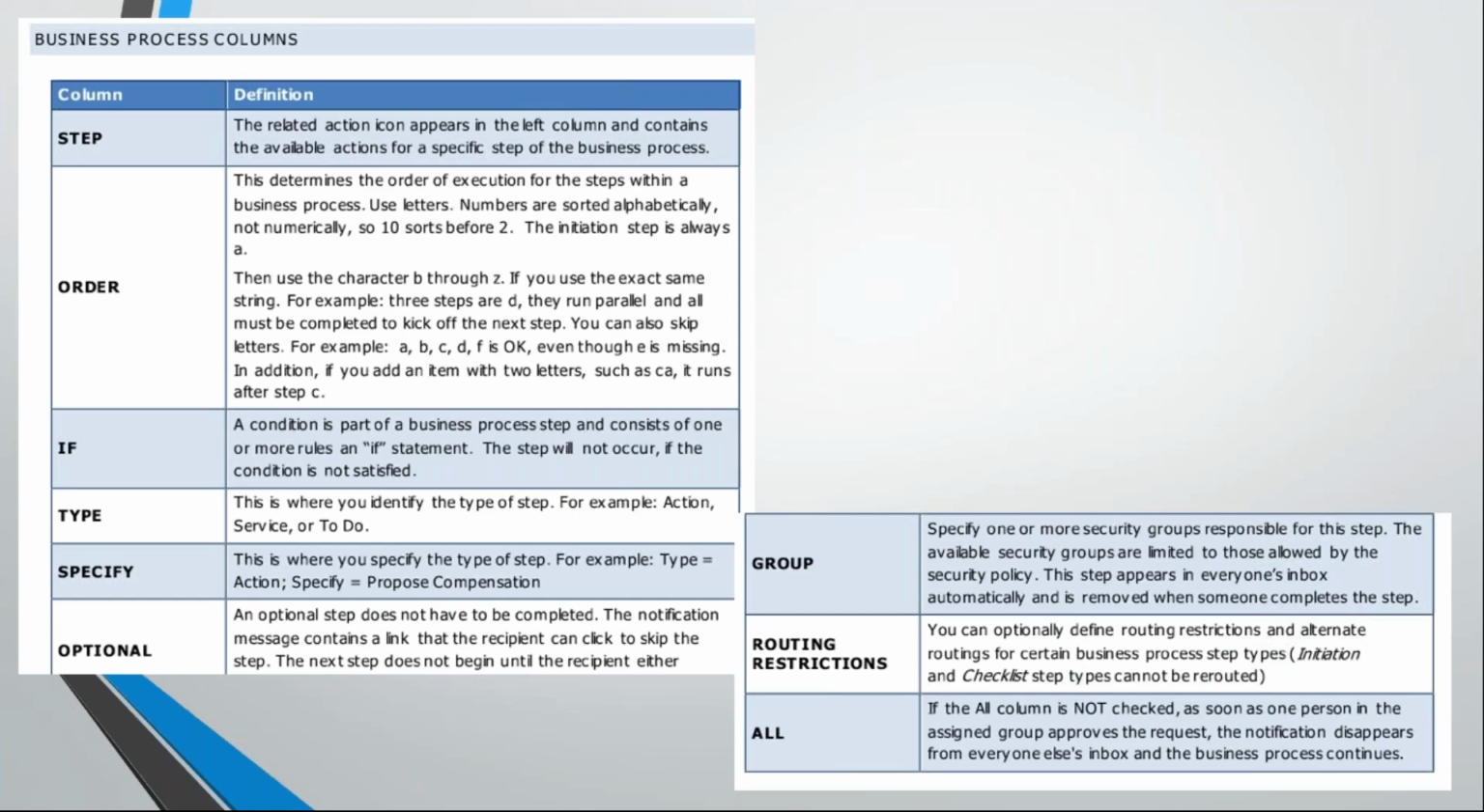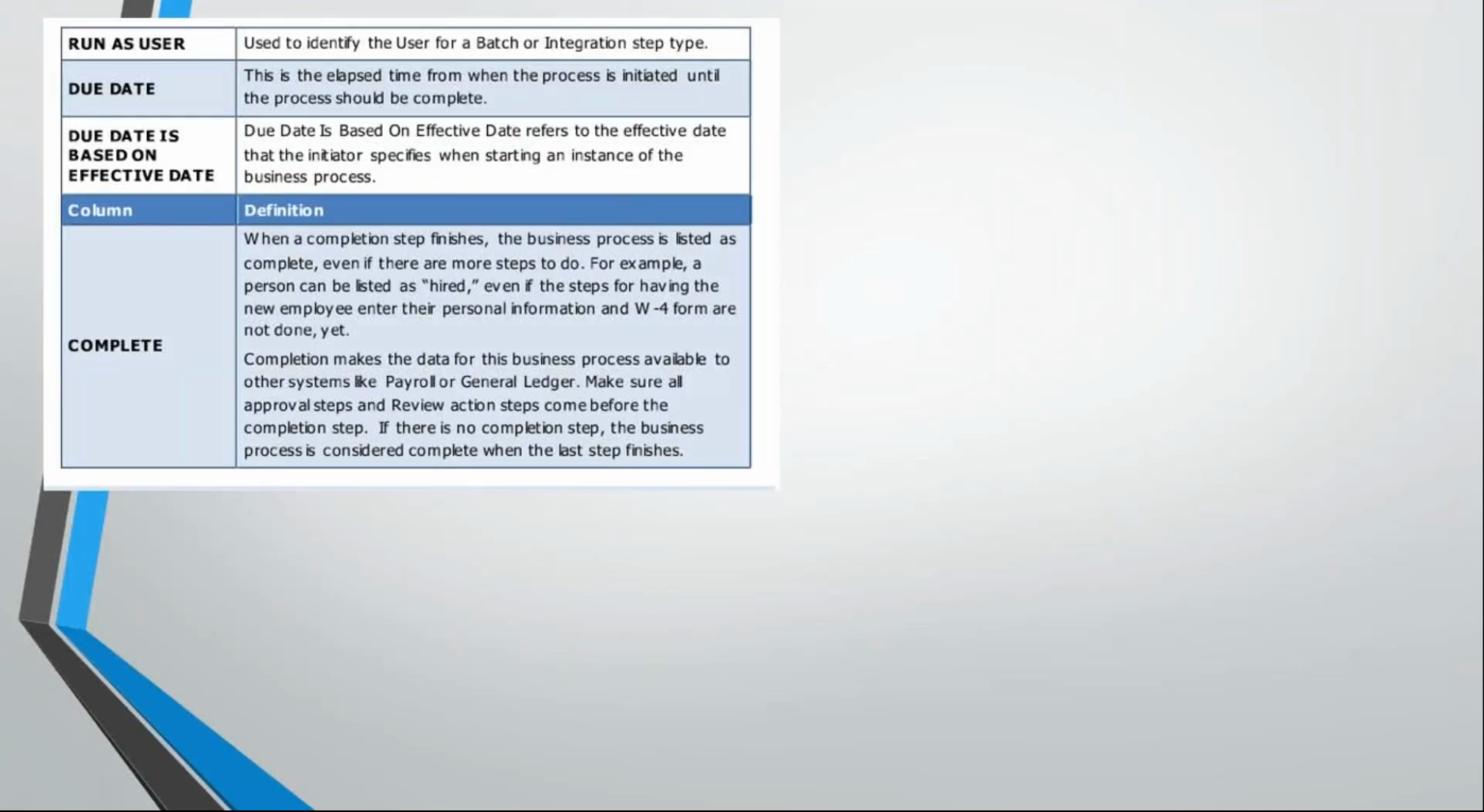Okay, next moving on, something like run as user. Run as user is used during integrations, or when the step is configured as a review document. And then due date. Due date is the time you set, for example, I have received an approval and I'm supposed to complete the approval within 2 days. That's the due date.